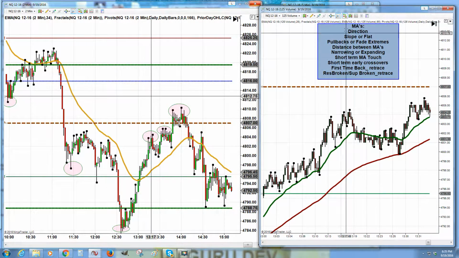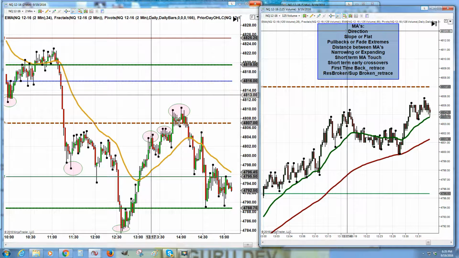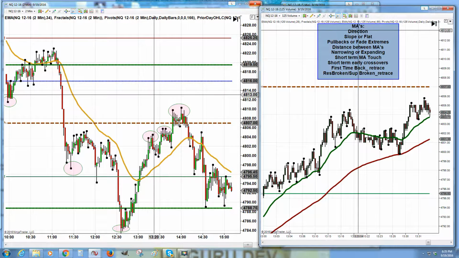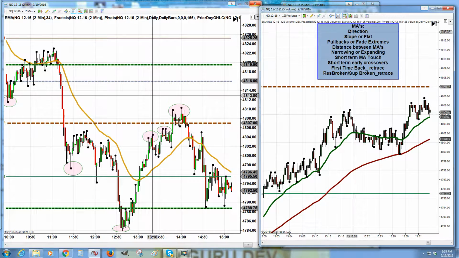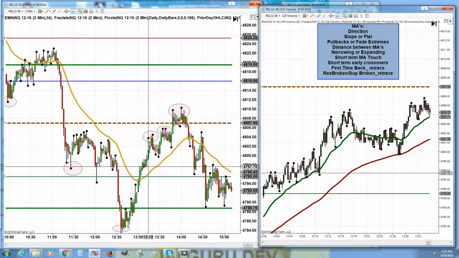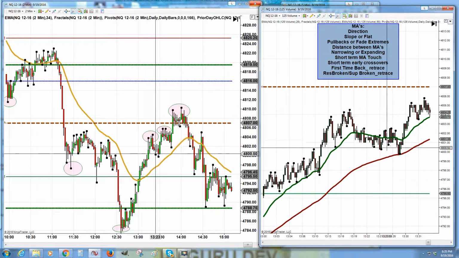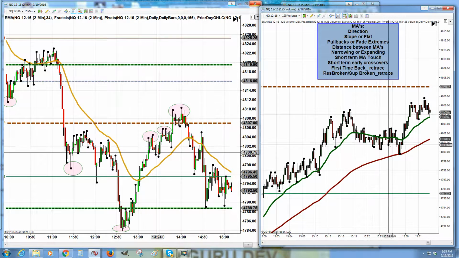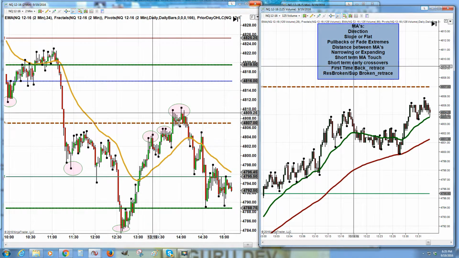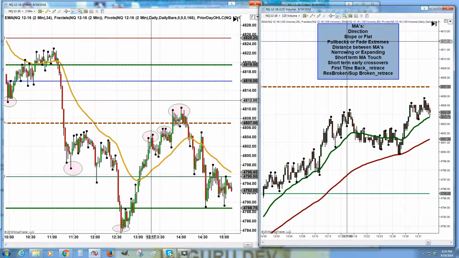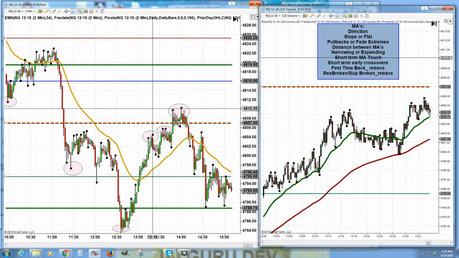So just to look at some of the things we look at on this short time frame chart, we look at the direction of the market from the slope of the moving averages. If they're sloping strongly up, you want to buy dips. And where do you want to buy dips? When they're in the pocket somewhere. Okay? Now, you can trade pullbacks or extremes.